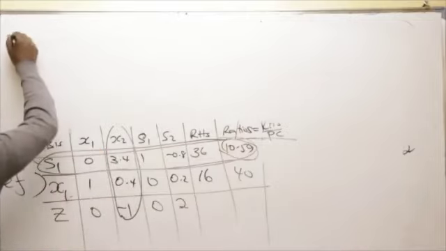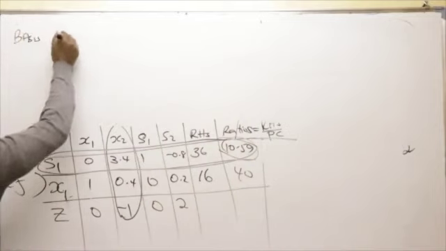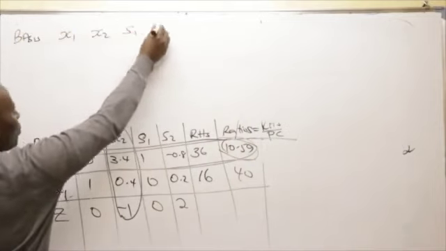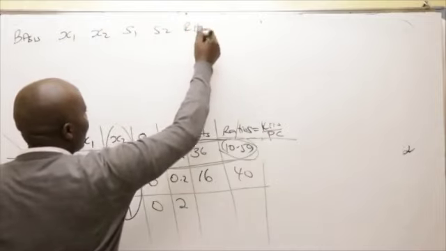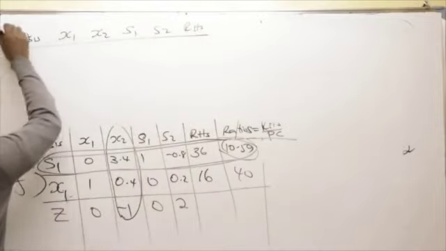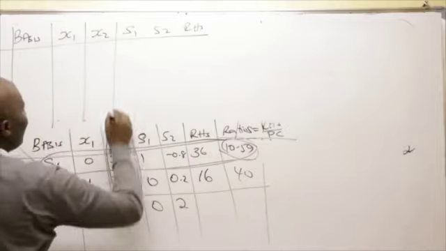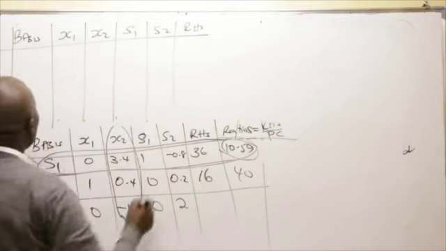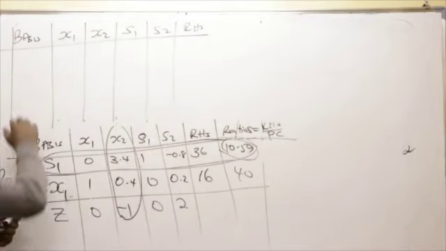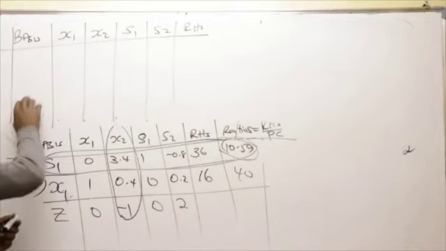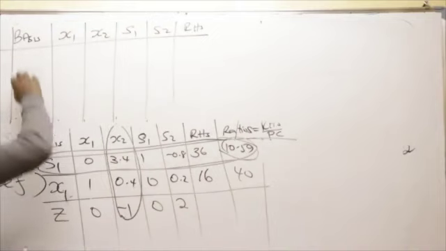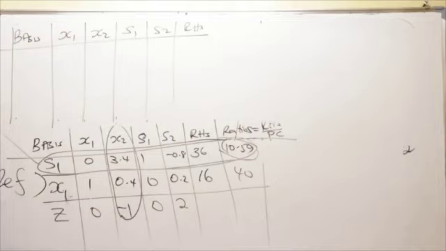So we have here basis, x1, x2, s1, s2, right hand side. So I would want to see whether there is any student who will be able to tell me the basis variables that I'm going to have inside here. What basis variables am I going to have?